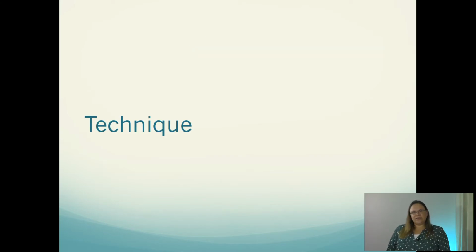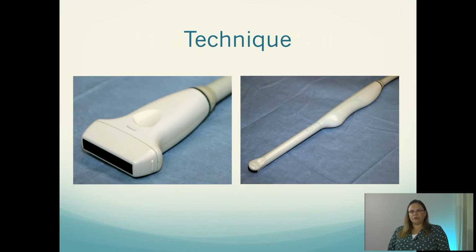As far as technique goes, it's pretty simple. There are two probes that will do a decent job of looking at the eye. The best option would be the linear probe. This is a very high frequency probe, so it gets you excellent resolution at shallow depths. And then the other option, if you don't have access to a linear probe, would be an endocavitary probe, which is also a high frequency probe. A little bit more awkward because you have a longer handle. So if you have the linear, that is your best option.